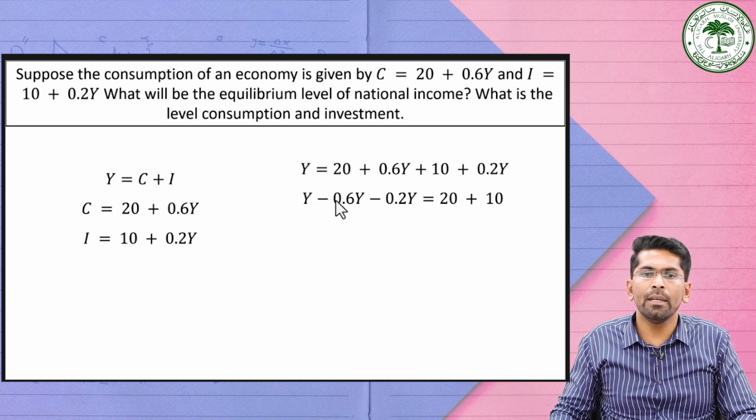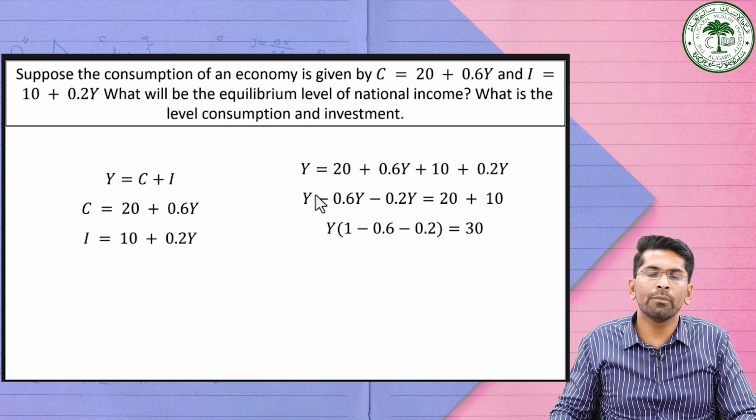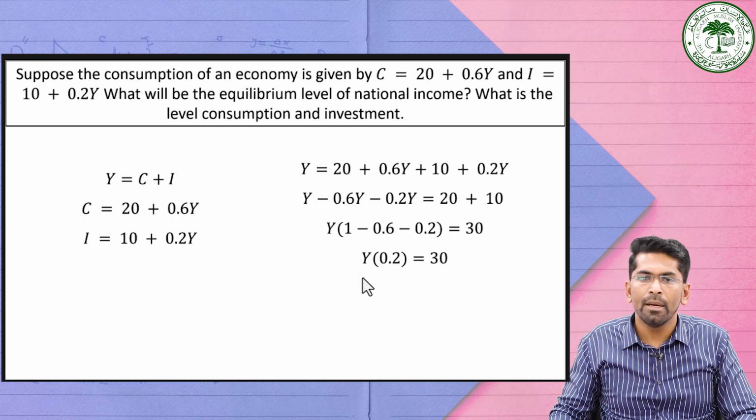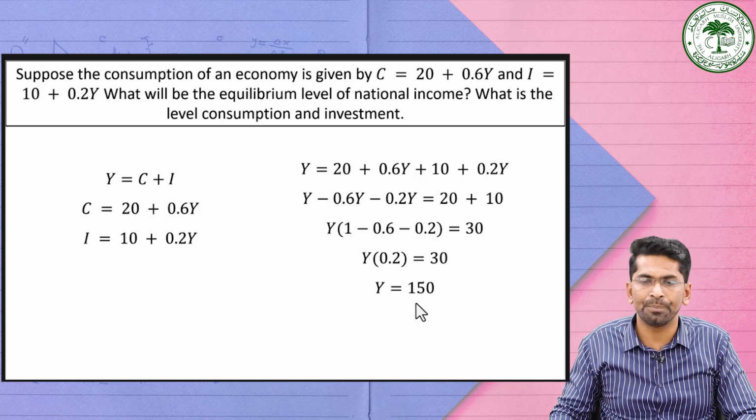So here, see, in three terms we have Y common. So I am taking Y outside. See what is remaining here: it is 1 minus 0.6 minus 0.2, which is equal to 20 plus 10, which is 30. So 1 minus 0.6 minus 0.2 is 0.2, so 0.2Y is equal to 30. Dividing both sides of the equation by 0.2, then Y is equal to 150. And what Y is showing here is the equilibrium level of national income.